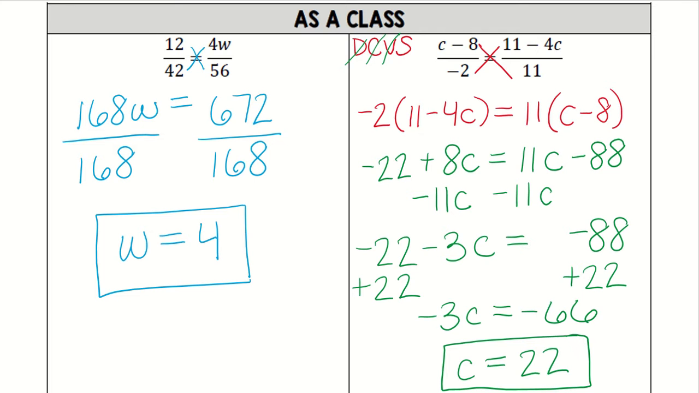22 minus 8 is 14. And then we have 4 times 22, which is 88. And then we have 11 minus 88. So that over here is a negative 77. And so now I'm just making sure that both sides are equal. So 14 over negative 2 would be a negative 7. Negative 77 over 11 is also a negative 7. So that proportion works. 22 is correct.